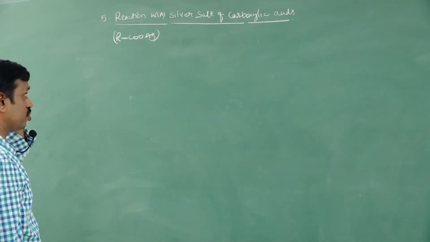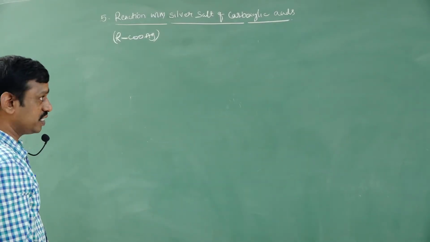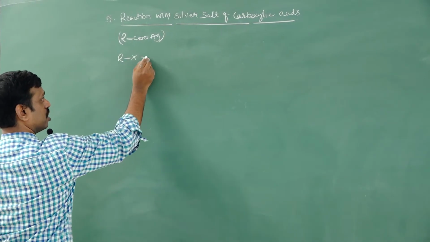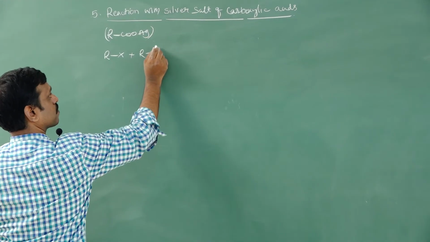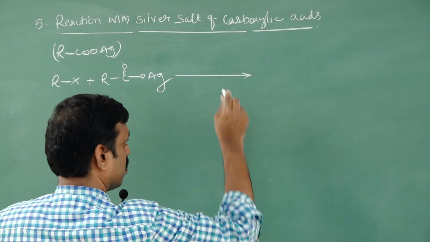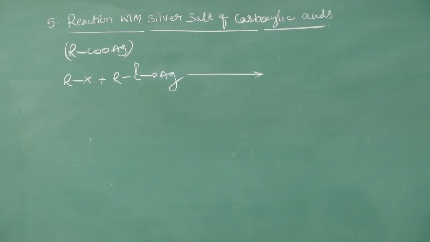Right. Next is reaction with silver salt of carboxylic acid. Let us take alkyl halides reacts with silver salt of carboxylic acid. It is a silver salt of carboxylic acid. They form corresponding esters. How?